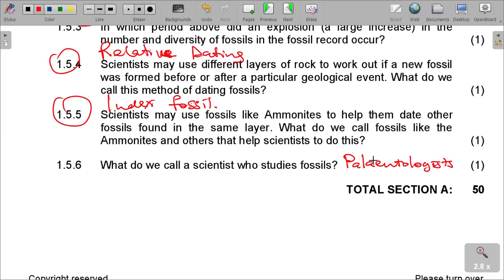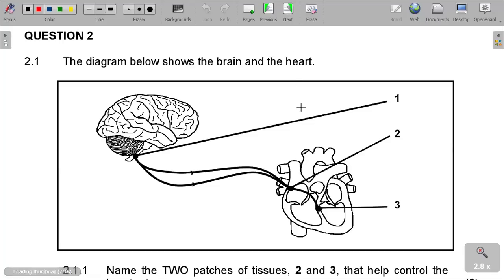But then we are saying the scientist who studies that is called a paleontologist. Paleontology is the study of fossils. And those people who specialize in that, we call them paleontologists. So that is very correct. Paleontologists are scientists who study fossils. That's very correct.